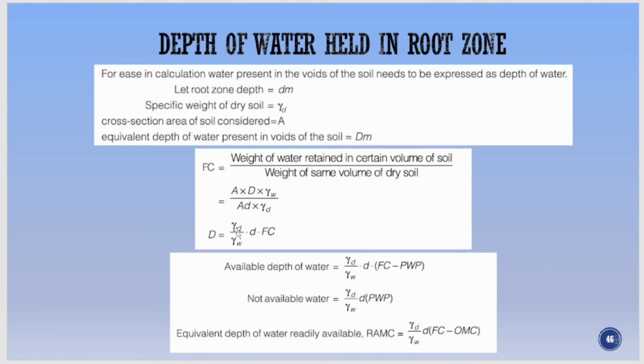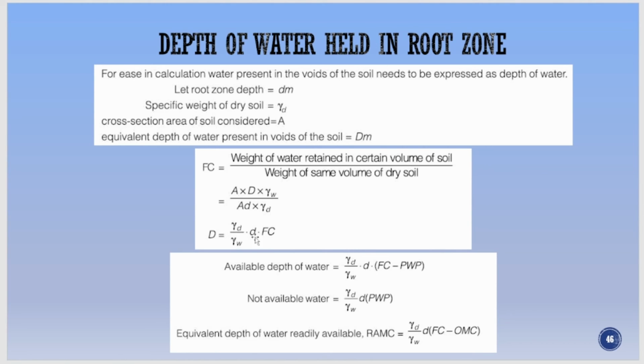Gamma d divided by gamma W. What is gamma d? Gamma d is the unit weight of dry soil. Gamma W is the unit weight of water. So gamma d by gamma W is nothing but the specific gravity of the soil itself. I hope you all remember it. So what is d? d is the depth of root zone. What is FC? FC is the field capacity.